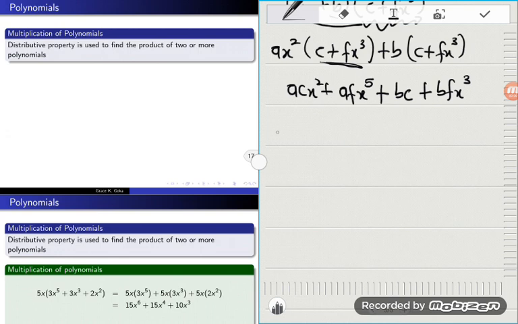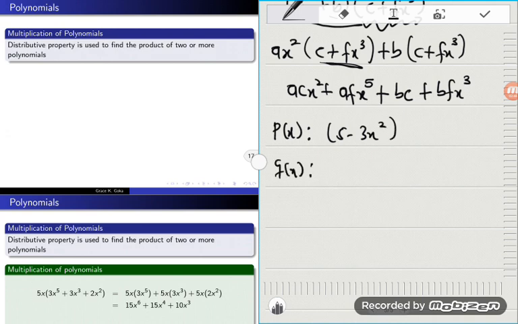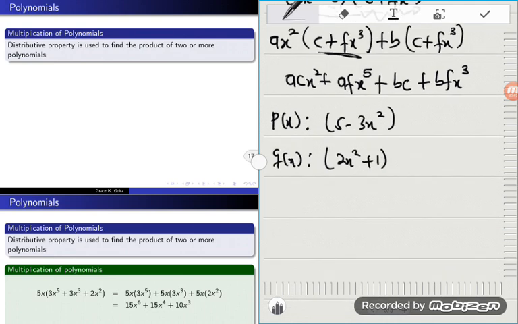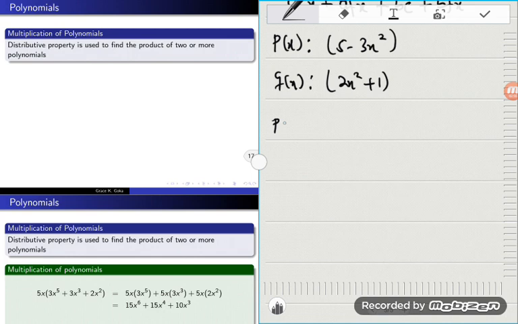So let's look at real examples. If you have p of x giving us 5 minus 3x squared, and then q of x giving us 2x squared plus 1, then p of x times q of x will be the first polynomial, which is 5 minus 3x squared, times the second polynomial, which is 2x squared plus 1.